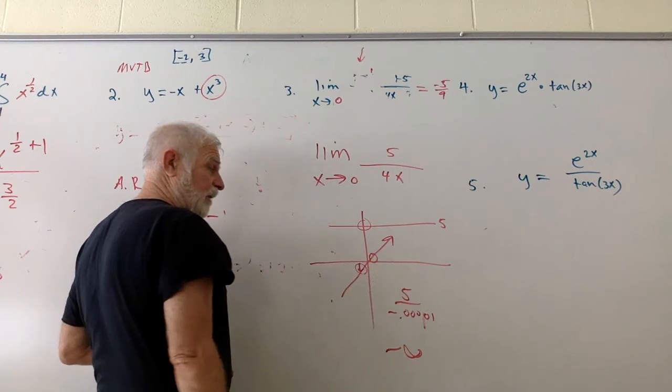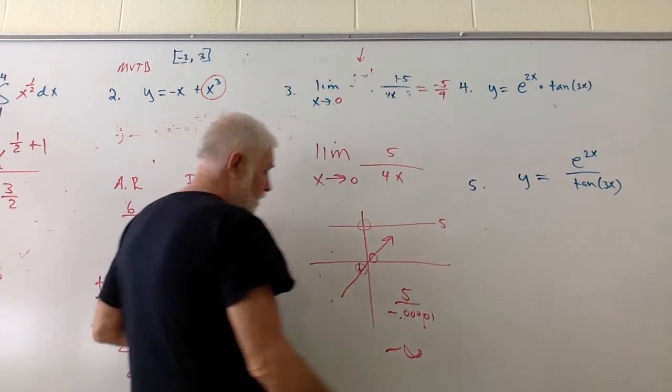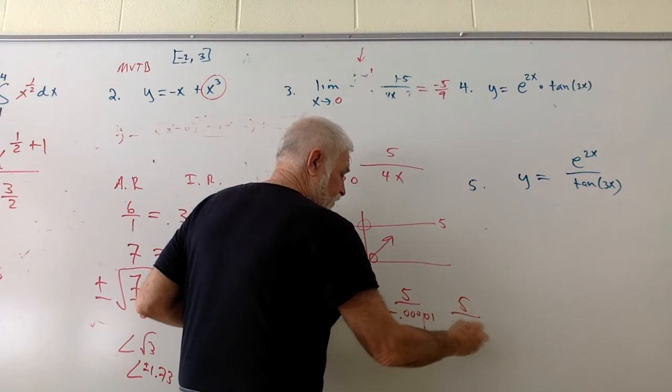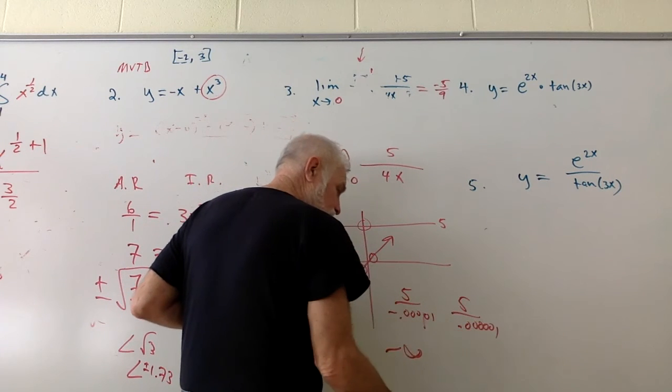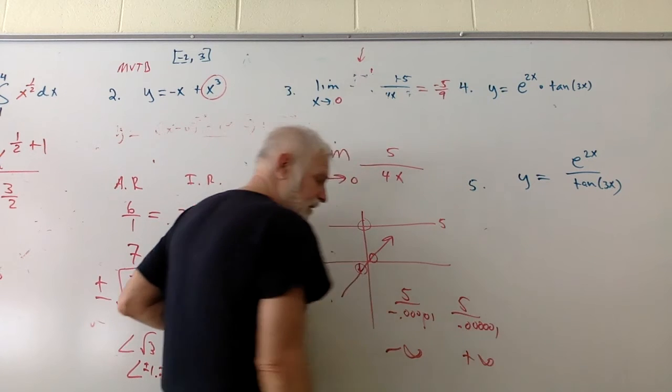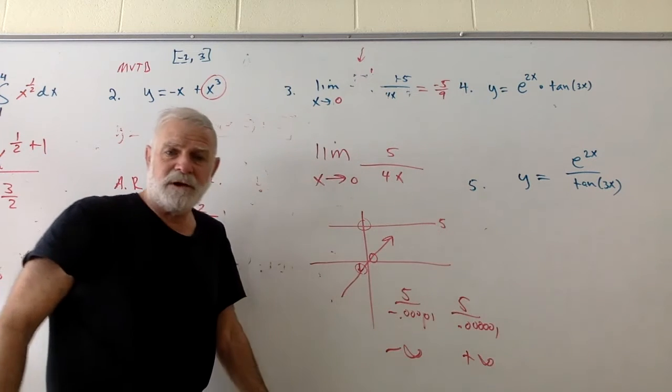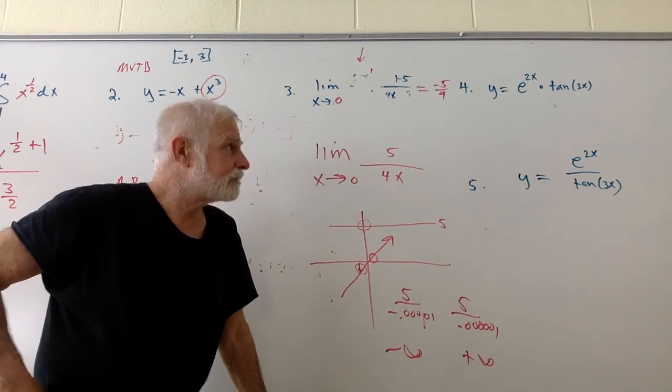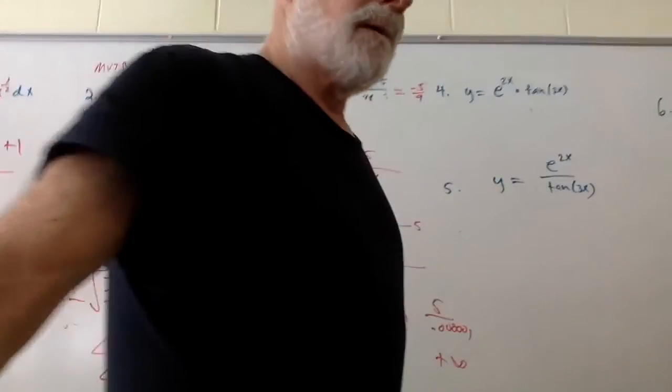Whereas if I divide by that, 5 divided by positive 1, it's going to positive infinity. Well, we're not going to the same y values. The limit doesn't exist.